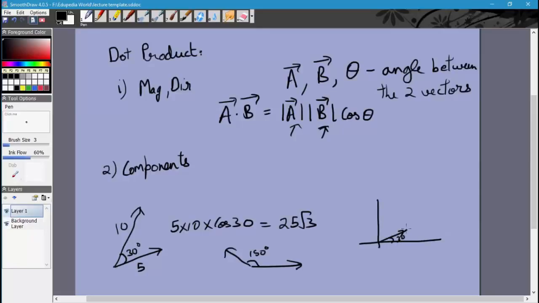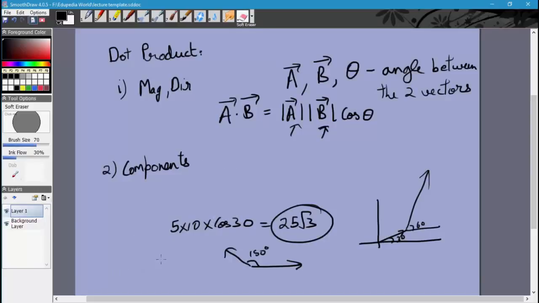5 at an angle of 30 and 10 at an angle of 60, which means the angle between them is 30. And the dot product is 25 root 3. Right. So this was in terms of the magnitude and direction. Let's see what it is in terms of the components.